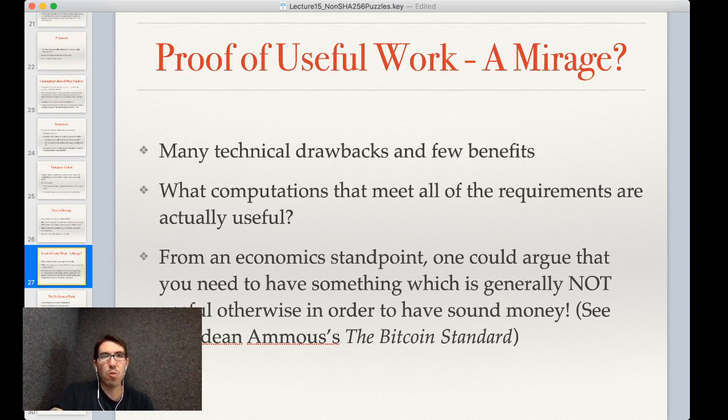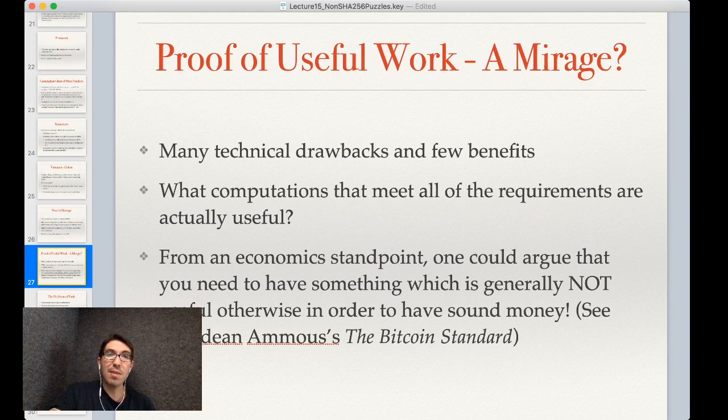Now, that doesn't mean that they won't, and certainly I see a lot of promise in a lot of these projects. However, speaking personally and subjectively, it's not something that has really taken off much yet. In fact, there are some that argue if you actually want to use something as money, then it needs to be generally not useful otherwise. You can't actually use it for anything. So you can see the Bitcoin standard for that argument.